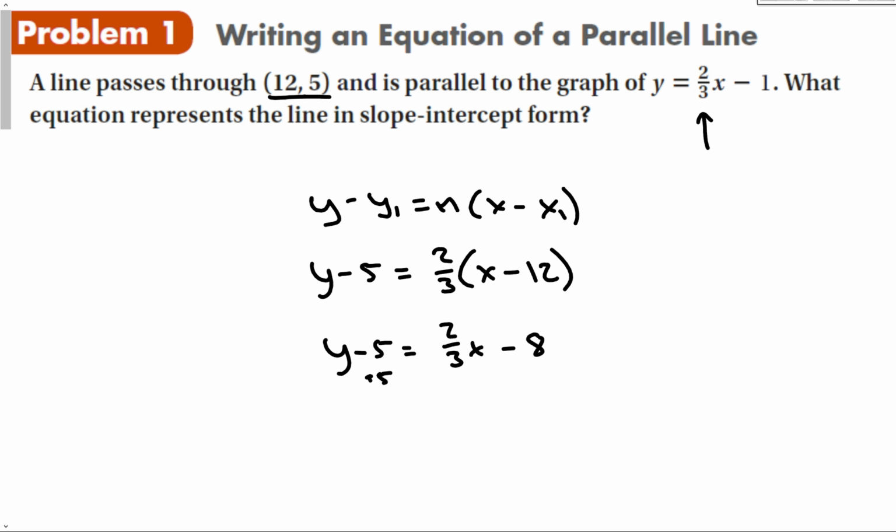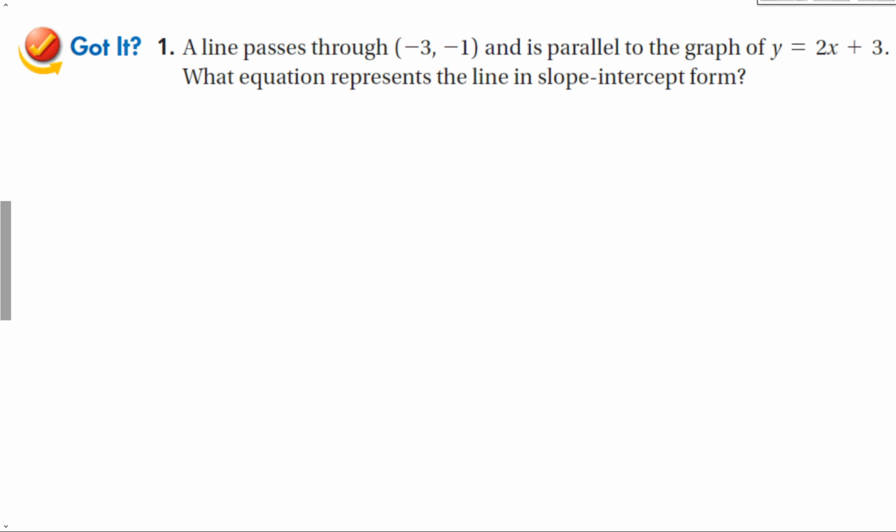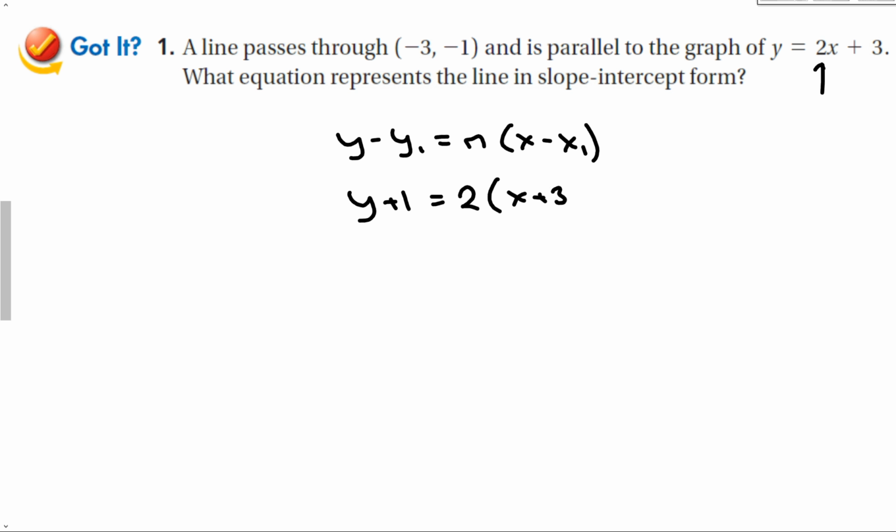Finally, let's get y by itself, because that's the definition of slope-intercept form. 2/3 x minus 8, plus 5 to both sides, minus 3. Okay? And here's my equation, y is equal to 2/3 x minus 3 in slope-intercept form. Let's try a got it problem. So here's another point and a line to be parallel to, which means I have a slope. Same idea, y minus y1 point slope is equal to m times x minus x1. Just be careful with the negatives here. It turns into y minus negative 1, so that turns into a plus, is equal to the slope, 2, times x plus 3. Distribute the 2 gives me 2x plus 6. Subtract the 1 from both sides gives me y is equal to 2x plus 5.